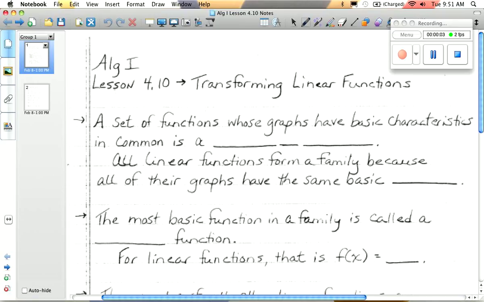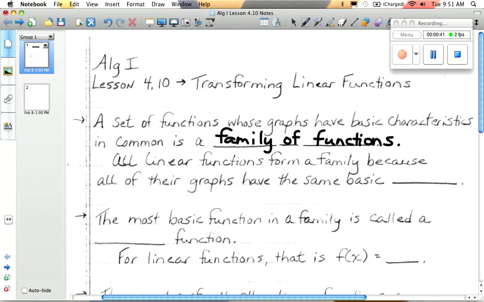Transforming linear functions. A set of functions whose graphs have very basic characteristics in common is a what? Family of functions. So we have these graphs that have some basic characteristics, and all of them form a family. They're all related to each other somehow. That's what we think of when we think of family. We're related to people. Here, these are not related to people. They're related to other functions.